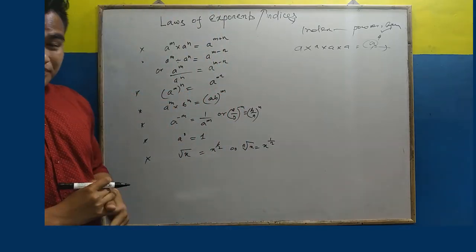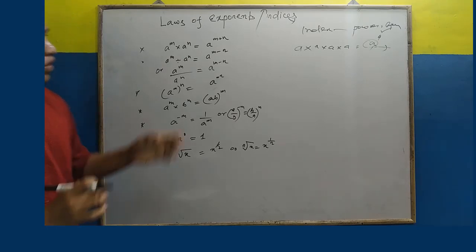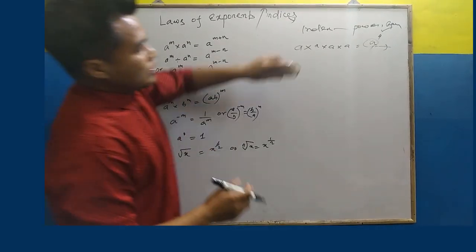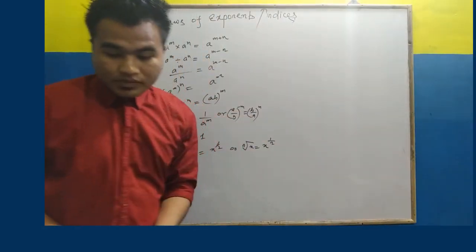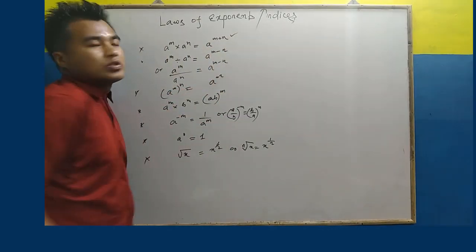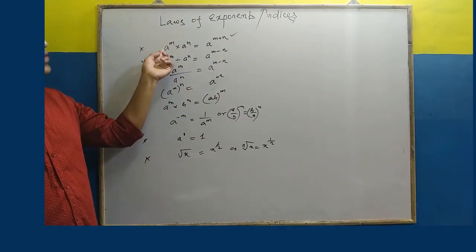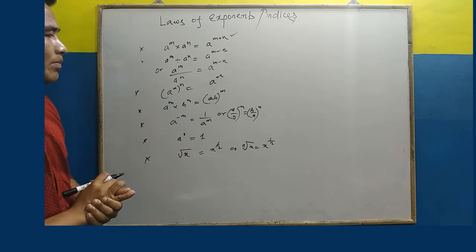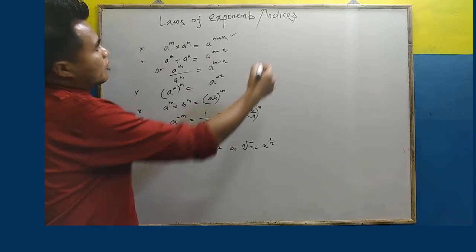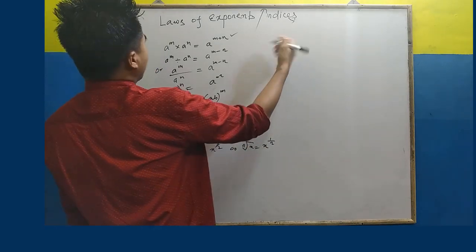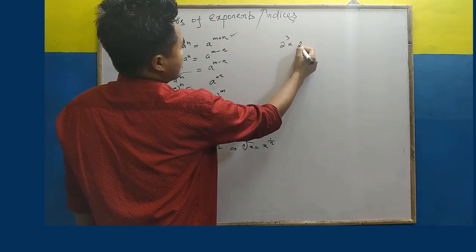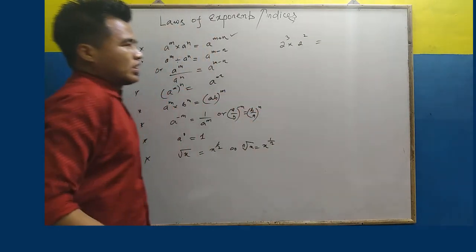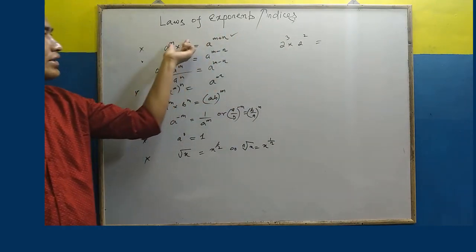Okay, so now let us go to the laws. Let us learn how to apply these laws step by step with simple examples. So first, let us learn how to apply the first law which we have. Here we have a raised to the power m into a raised to the power n, which is equal to a to the power m plus n. For example, let me take a simple example. I have 2 to the power 3 into 2 to the power 2. If I have it like this, then this falls exactly like the first law, isn't it?